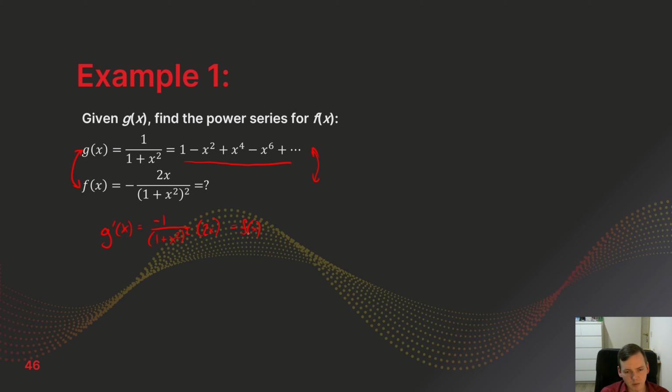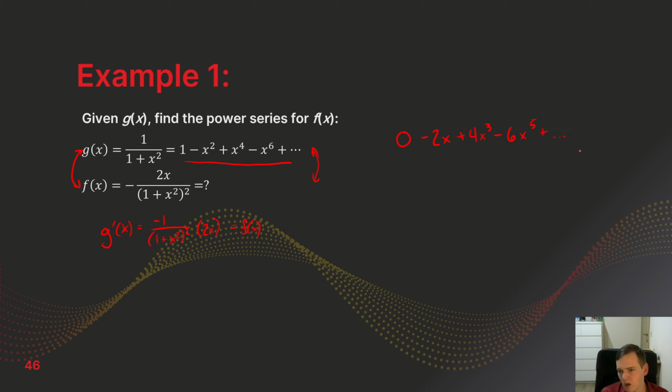We see that we get the results of f of x. So in other words, the derivative of g of x is f of x, so the derivative of each of these terms will give me f of x's terms. The derivative of 1 is 0. The derivative of x minus x squared is negative 2x. The derivative of x to the 4th will be 4x cubed.